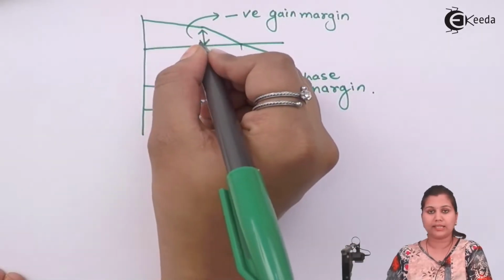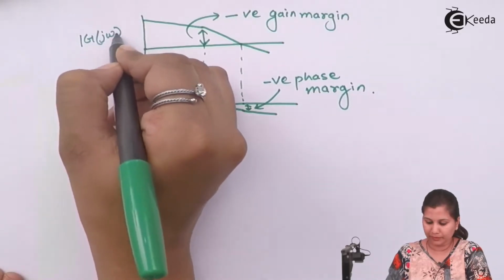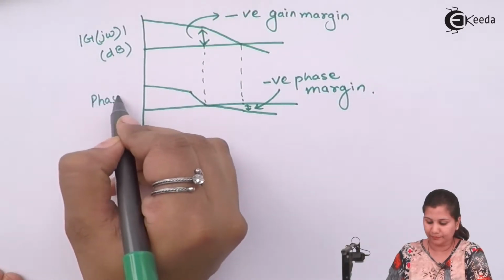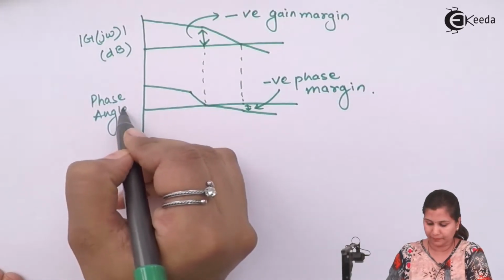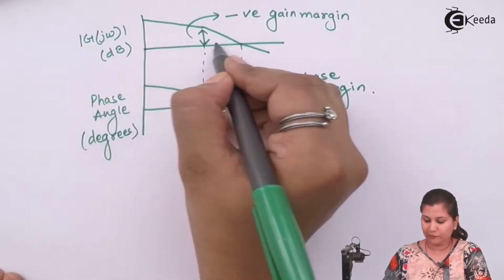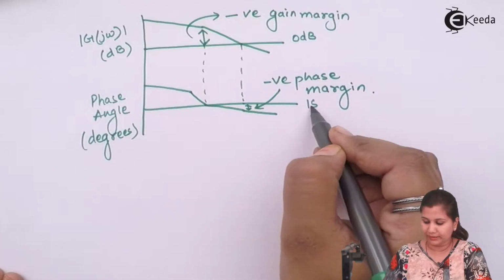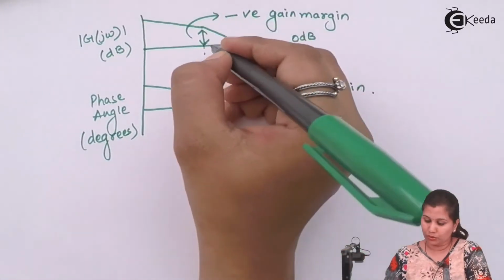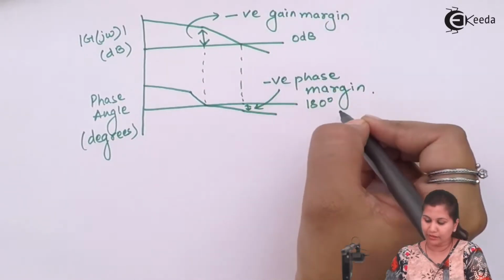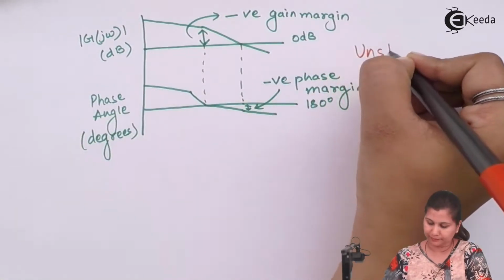In this you can see that this is the plot of the magnitude in decibels, and this is the phase angle in degrees. This line is for 0 dB and this line is for 180 degrees. Okay. So this is the negative gain margin, and here also we are getting the negative phase margin. So this is the Bode plot for an unstable system.